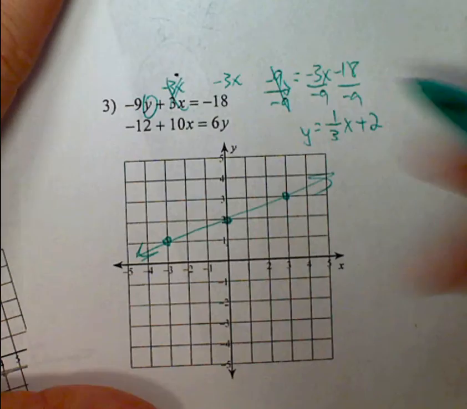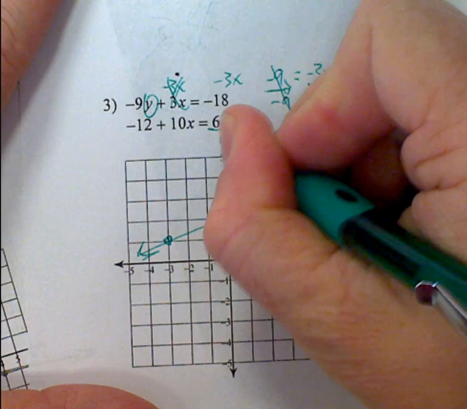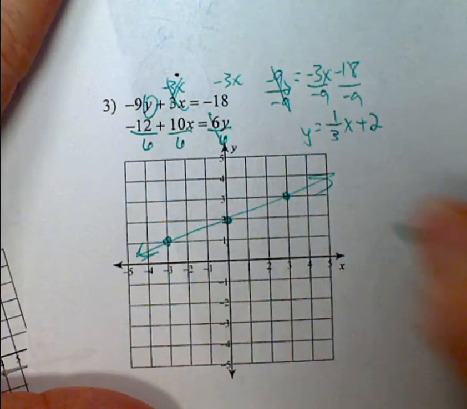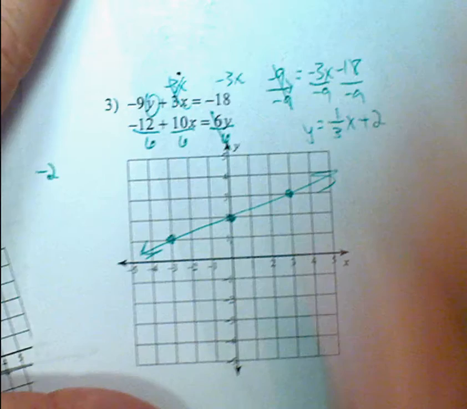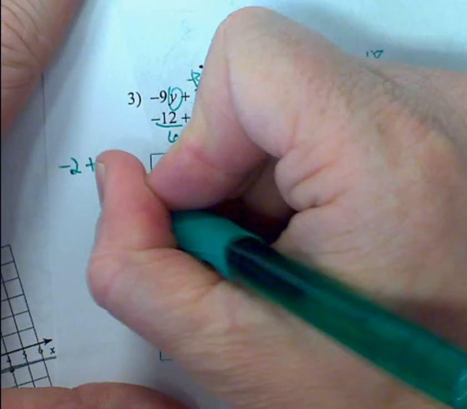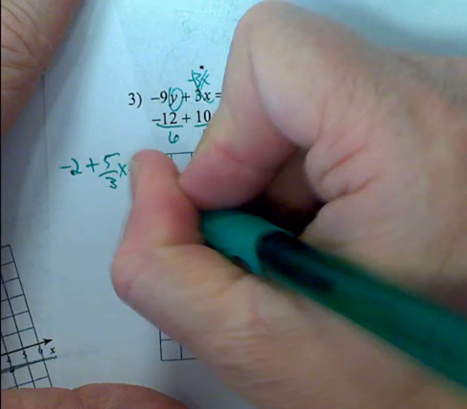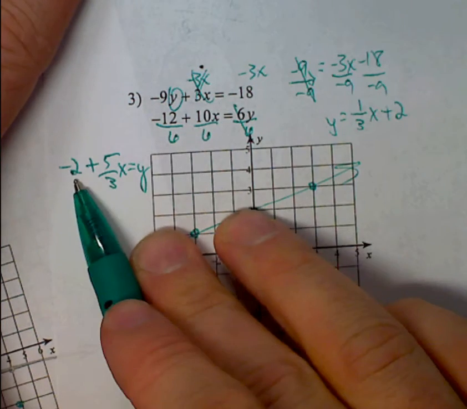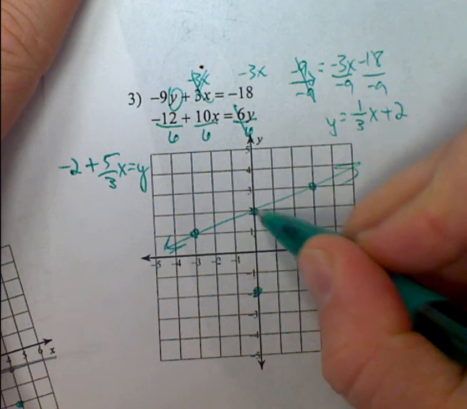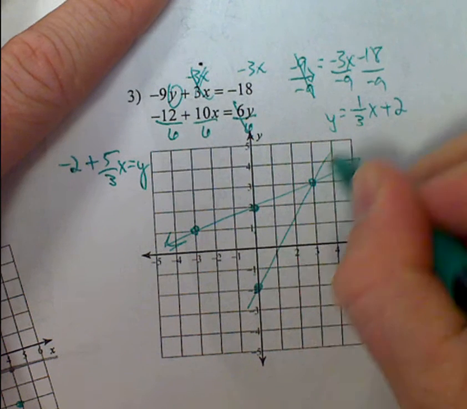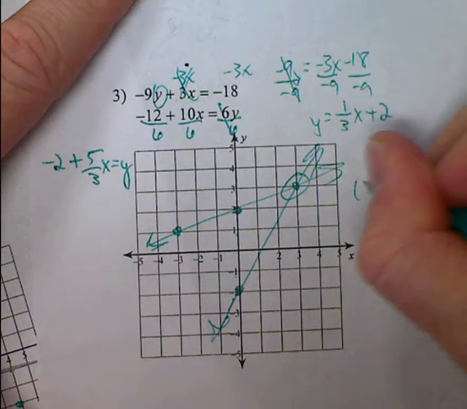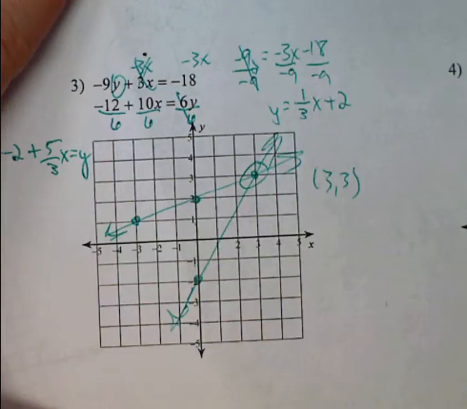My second one, I need to get the y by itself, so I'm just going to go ahead and divide by 6. If I divide by 6, I get negative 2 plus, if I reduce this, 5 over 3x equals y. So my y-intercept is negative 2. I'm going to go up 5, 1, 2, 3, 4, 5 over 3. That's where they intersect. My intersection is at 3, 3.